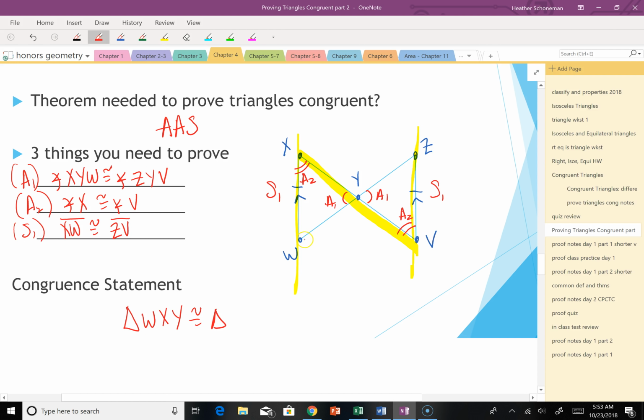Okay, W is the blank angle. So if I look in this triangle, the blank angle is Z. X is angle 2, so X is going to match with V, and then Y.